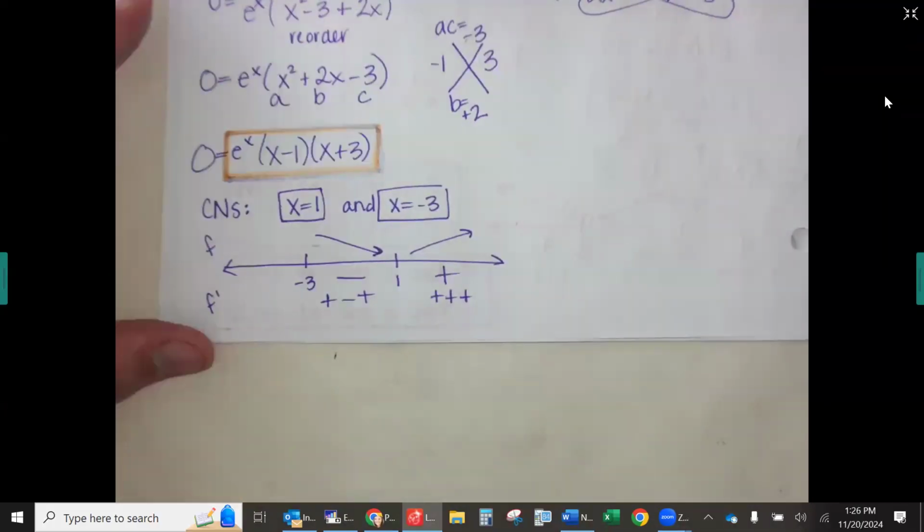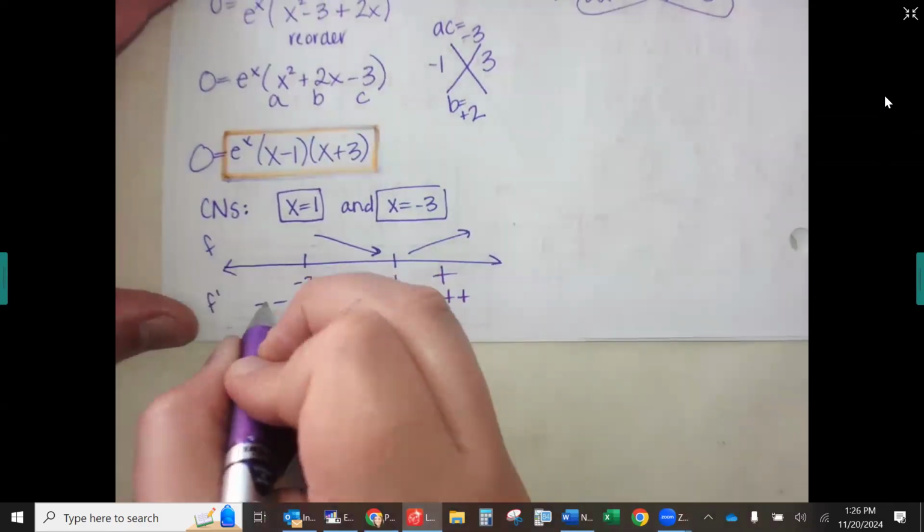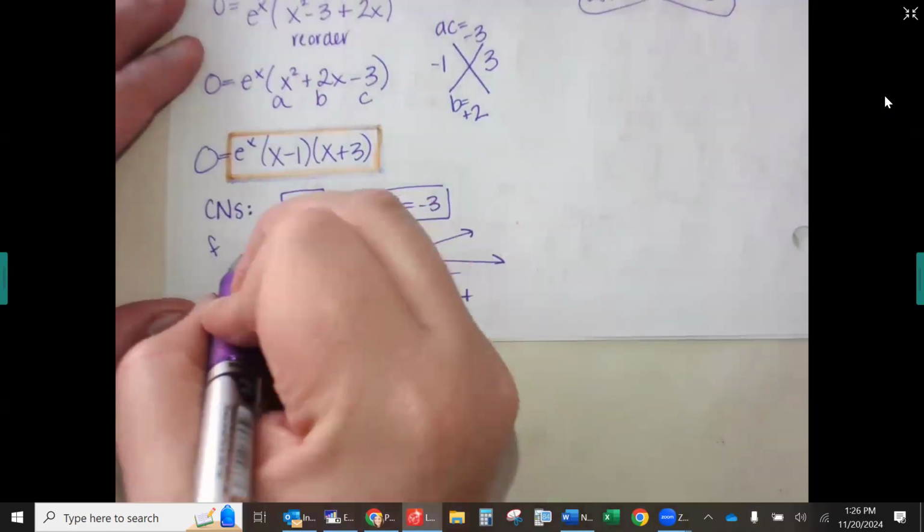One more interval left, less than -3. What can we pick? -4 is great. What's -4 plus 3? -4 minus 1, more? Negative. And e to the anything? Positive. So I have minus, minus, plus. And remember, the negatives undo each other in partners. So if I have 2 negatives, those cross out. Overall, big positive.